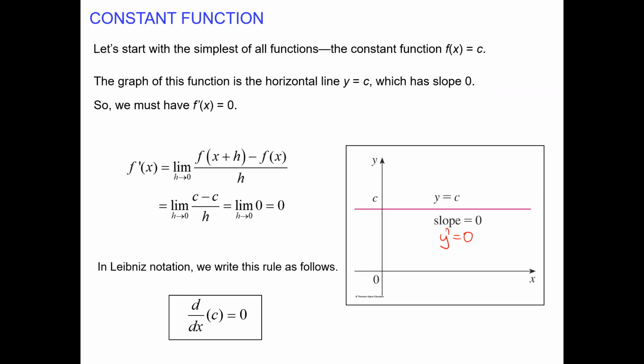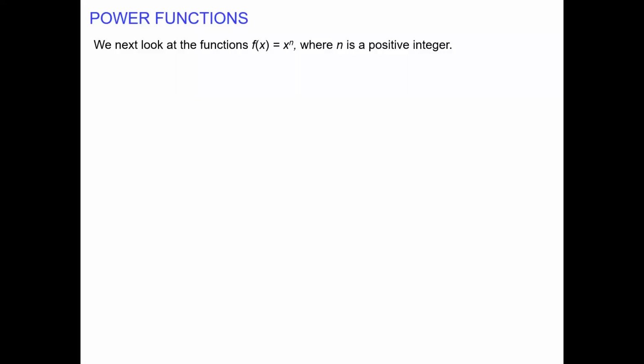Now, that's in Leibniz notation. d of the constant, the derivative of the constant function with respect to x, is 0. Okay, we also learned that formula, but I'm just trying to look at this again.